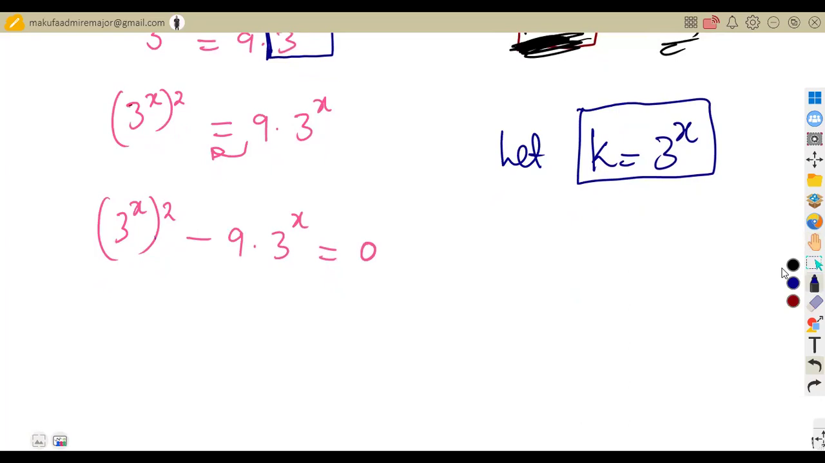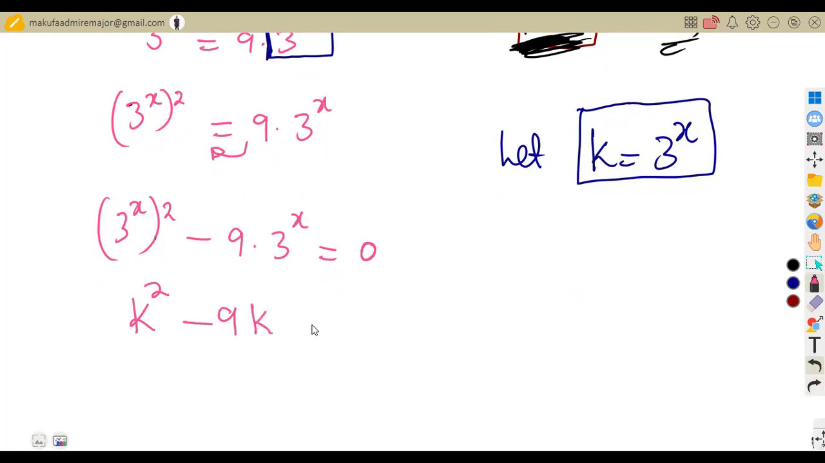If we are to substitute here in place of this 3 to the exponent of x, we substitute with the k where there is 3 to the exponent of x. We're going to put what? A k. It means here we are going to have a k, but being raised to the exponent of 2. So it's going to be k squared minus 9. 3 to the exponent of x represents what? It represents k.